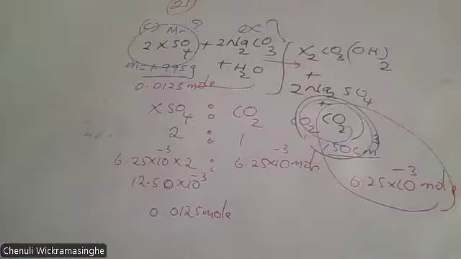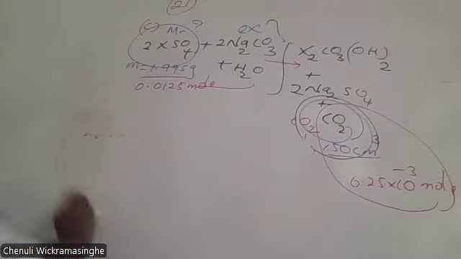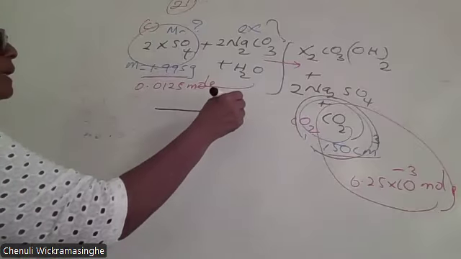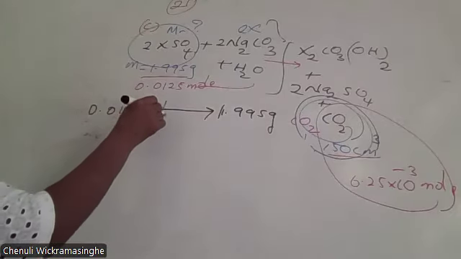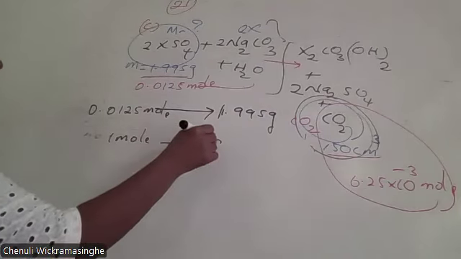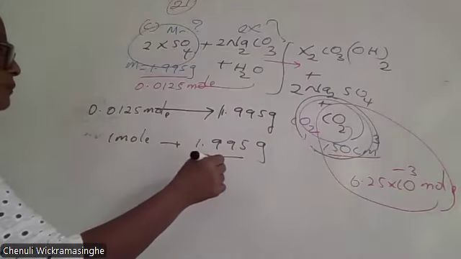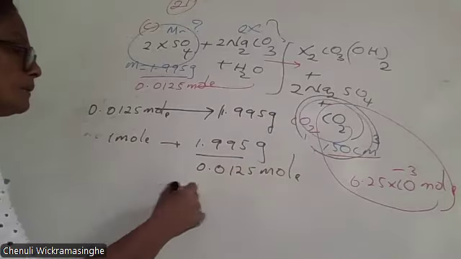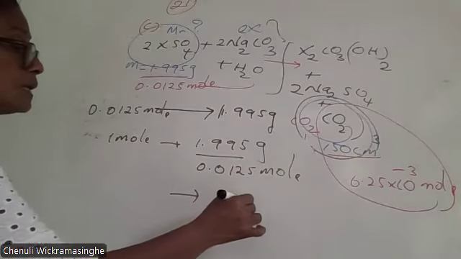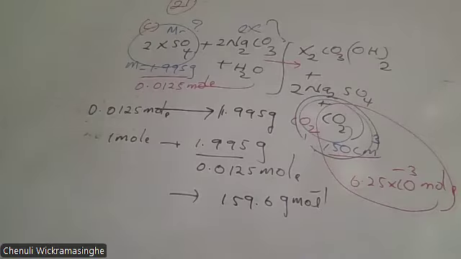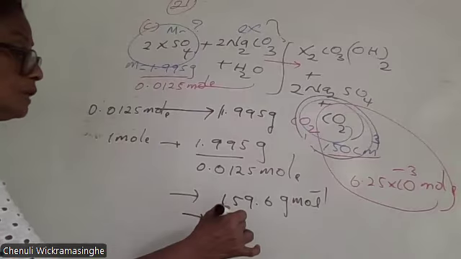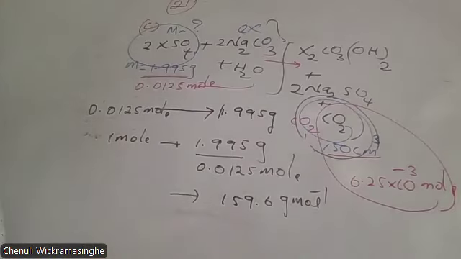Once you get the molar ratio, it is the last part: calculate the formula mass you are asking. To get the formula mass, it should be easier. 1.995 grams of XSO4 contain 0.0125 mole. Therefore, 1 mole contains 1.995 grams divided by 0.0125 mole. So you get the molar mass of this compound as 159.6 grams per mole. You can refer to it as 160 also, you can round it off.